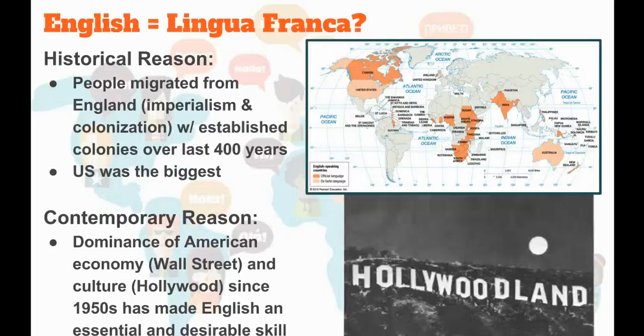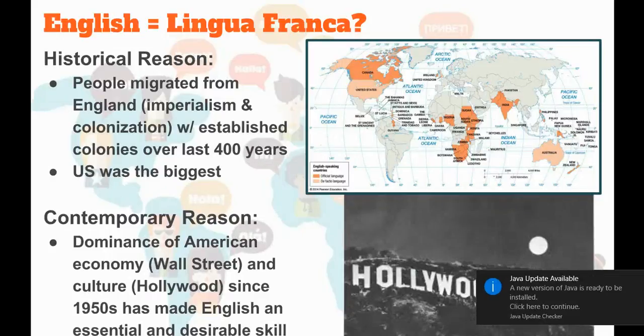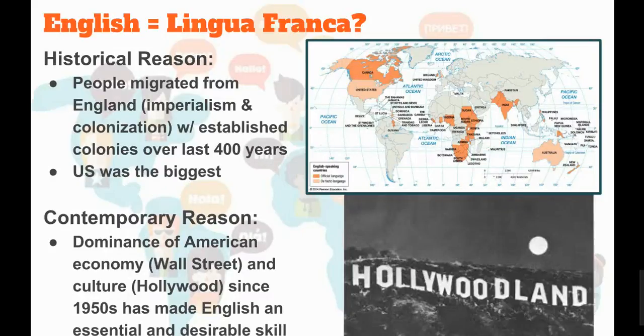Again, a contemporary reason is going to be the domination of Wall Street in the United States, and also at the same time, Hollywood, talking about mass media, talking about movies, television shows that are all done in English, and people want to understand that, so they're going to learn English as that language.